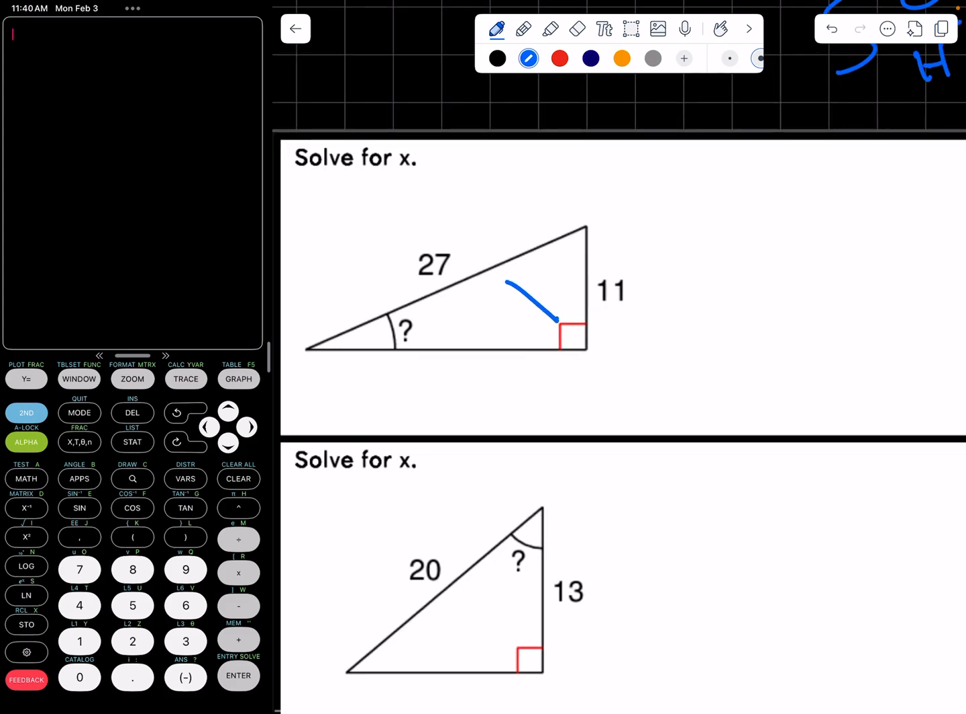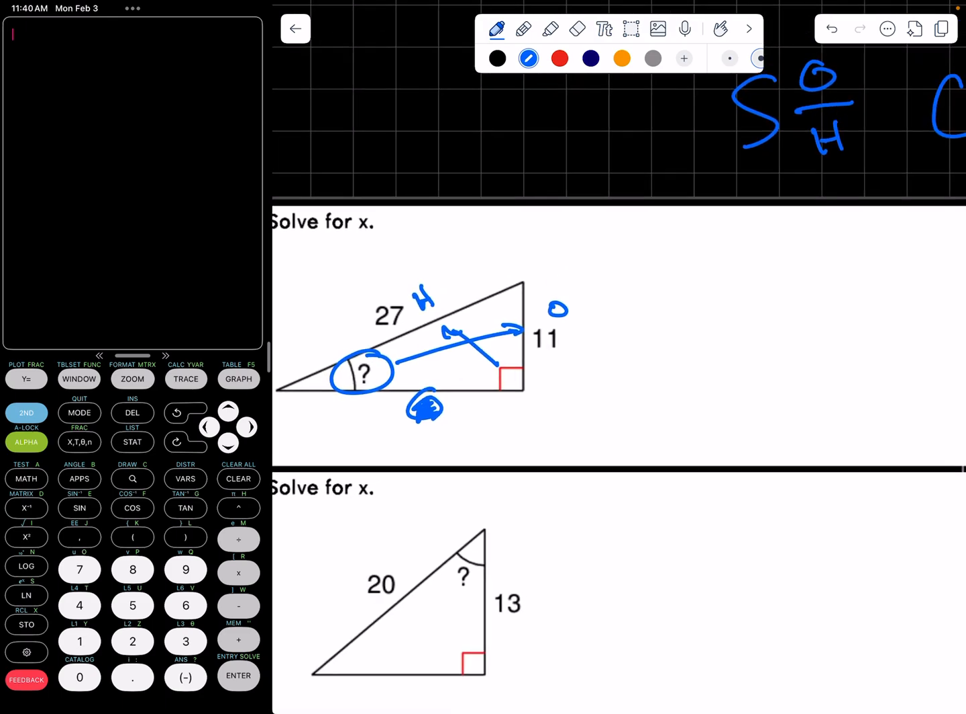So here we are given a hypotenuse. Our missing angle gives us our opposite. We don't have an adjacent, so we're going to be using our sine function. Sine of, we'll call it x, equals opposite 11 over hypotenuse 27. And because we're going to be using inverse trig, x is going to equal the inverse sine of 11 over 27.